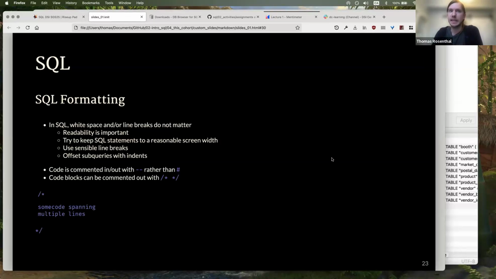Code is commented in and out with 2 hyphens, 2 dashes, rather than the more common pound sign. And you can take full code blocks out with /* and */. It looks a little bit like this here, where you have your code that spans multiple lines. You can pop it on either side of it, and that will comment it out. If you're not familiar with the term comment in and out, that means whether or not it will run. If it's commented out, it will not run. If it's commented in, it will run.